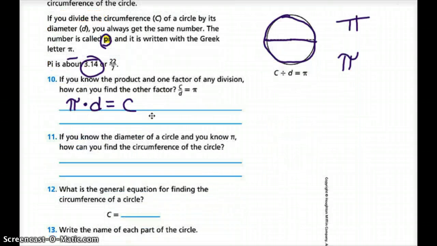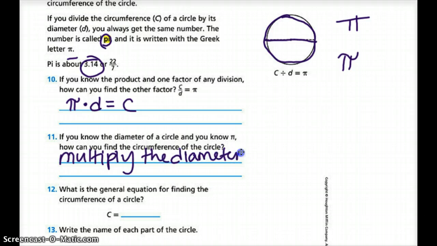So if you know the diameter of a circle and you know pi, how can you find the circumference of the circle? You're going to multiply the diameter times pi. So the general equation for finding the circumference of a circle is pi times diameter, or diameter times pi.